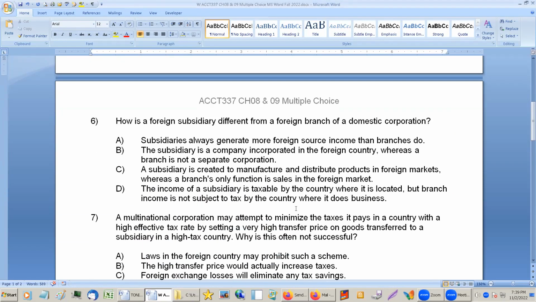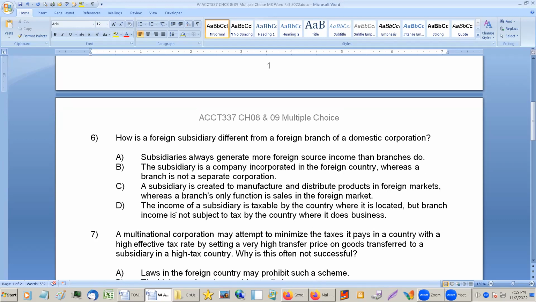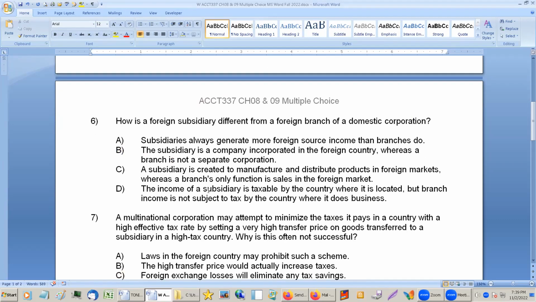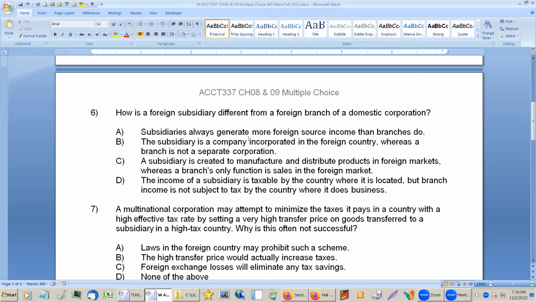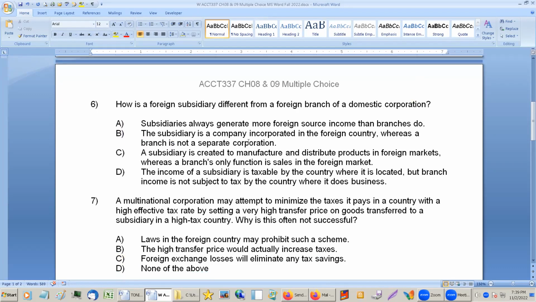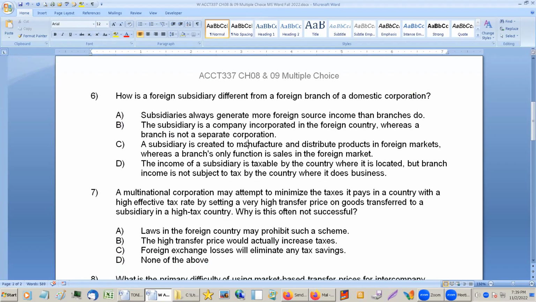Six. There is no question. Yes, there is. How is a foreign subsidiary different from a foreign branch of a domestic corporation? Good. A branch is still under the same corporation as the parent.